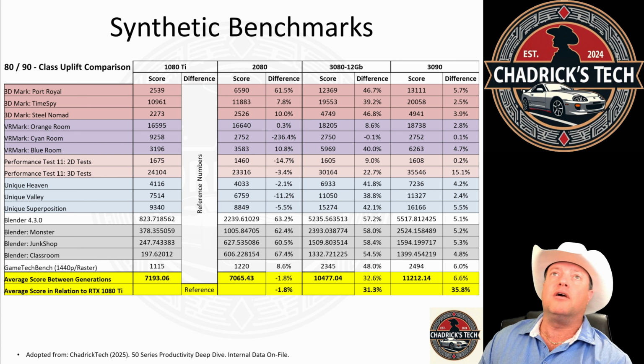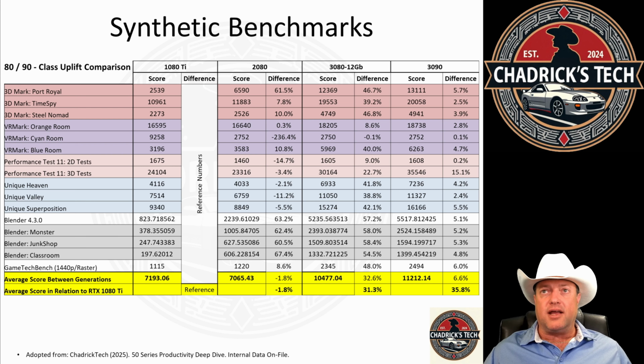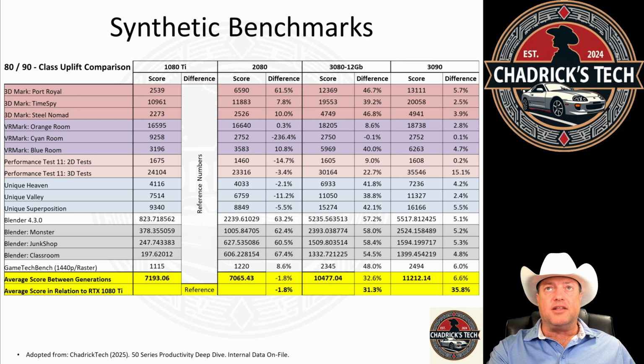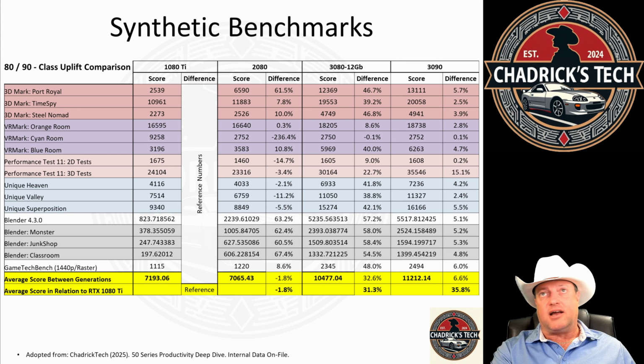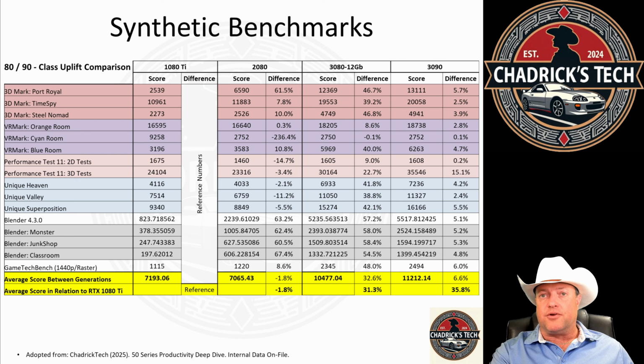And I know that we're seeing differences here in the 2080. There are some negatives on the screen, and this has been reviewed previously, from 1080 to 2080 to 3080. You're seeing a drop in performance going from a 1080 Ti to a 2080 for synthetic benchmarks, but then you pick back up in the 30 series. So you end up with a 30% increase. With the 3090, you only picked up a 6.6% increase.